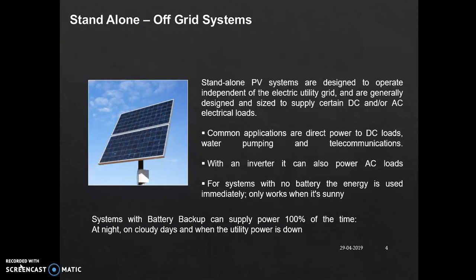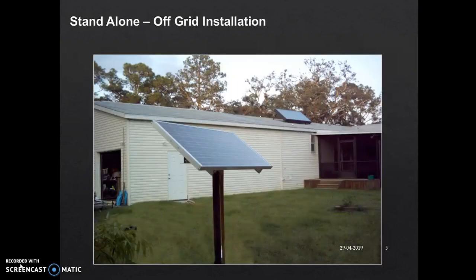For a system with no battery, the energy is used immediately, so this works only when it is sunny. A system with battery backup can supply 100% of the time, that is, at night, on cloudy days, and when the utility power is down. Here is a standalone off-grid installation at our homes, or we can install this at offices or institutions.